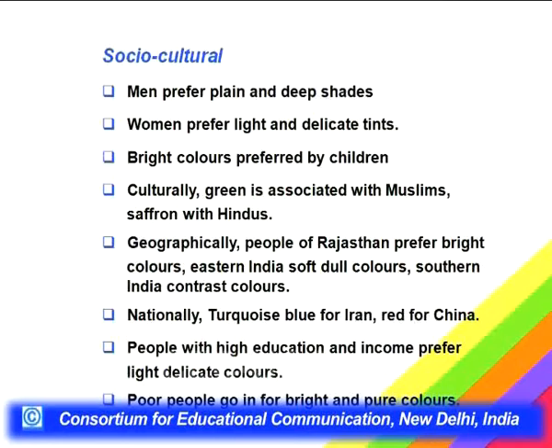Nationally also, a color can be identified. For example, if you think about China, it's a red color. If you think of Persia, it's a Persian blue. Color has got some names as per nationality. For example, Chinese white, Indian red, Persian blue, and so on.